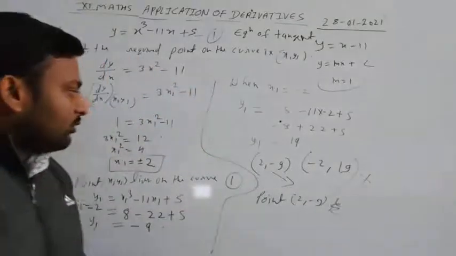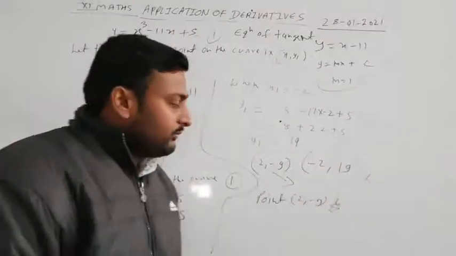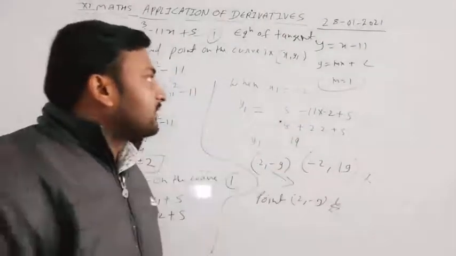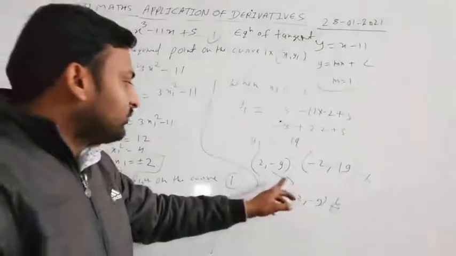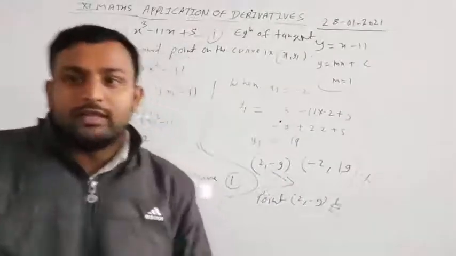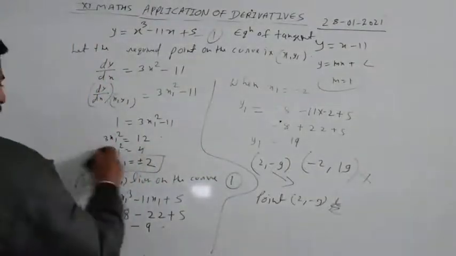So we are getting 2 points: at 2 it is minus 9 and at minus 2 it is 19. So when we are putting these 2 points in that equation of tangent, we are getting that this point does not satisfy and this point satisfies. So this will be the required answer. Okay students, I hope you understand.